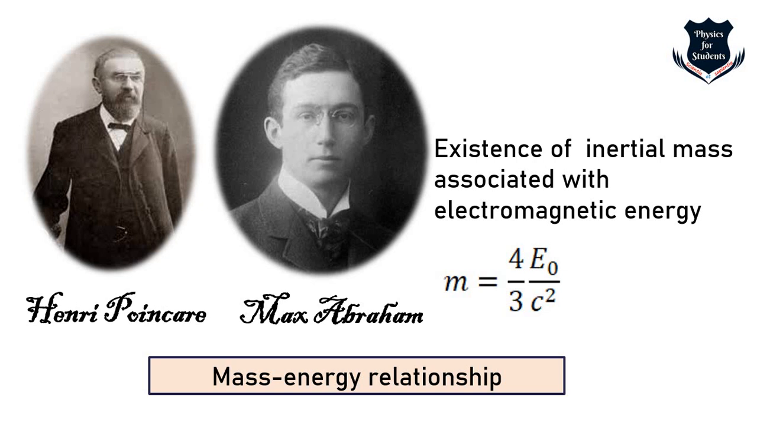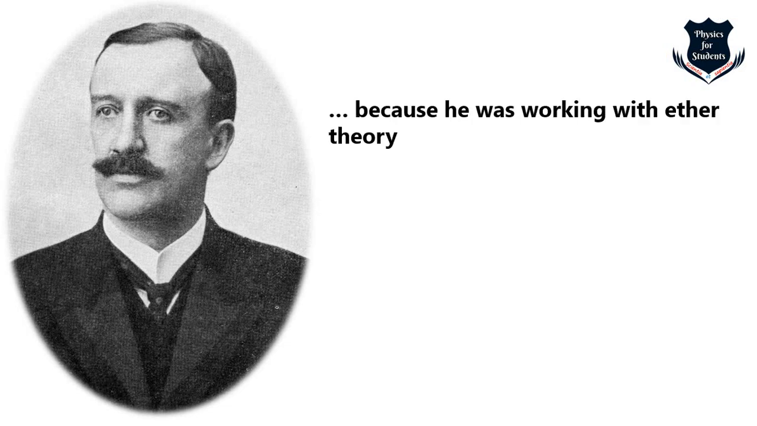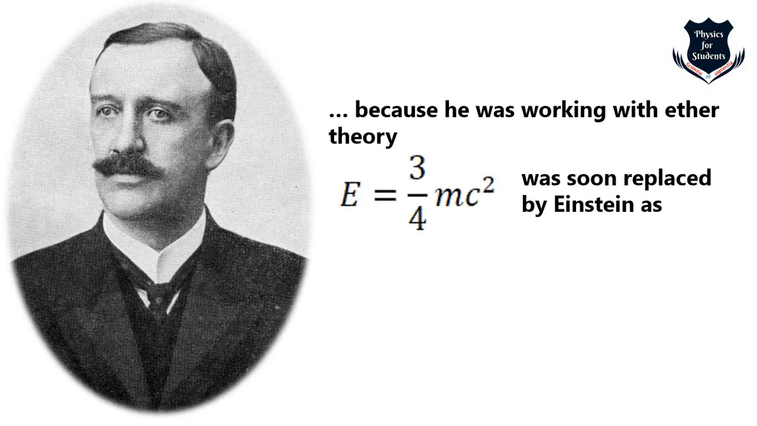In the classical arena, on the other hand, what Hasenöhrl did is that he generalized the scope of the investigation. Because he was working with ether theory, E equals 3/4 mc squared was soon replaced by Einstein as this.